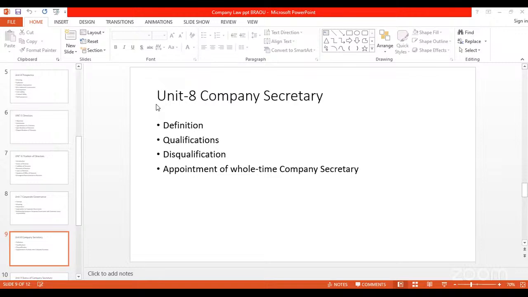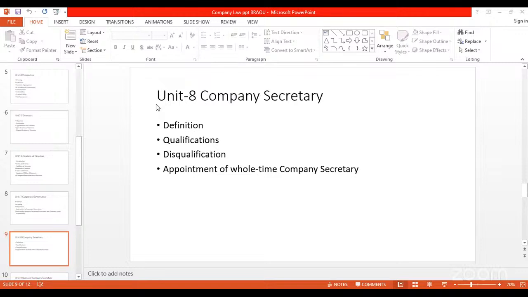Then we have discussed the appointment, qualification, and disqualification. Now, all in all, we can say that companies are managed by the board of directors, and its administration is taken care of by a person with professional qualification who is named as CS, that is company secretary. Also, the term CS is defined under the Companies Act 2013. It says, according to Section 2(1)(c) of the Company Secretaries Act 1980, a person who is a member of the Institute of Company Secretaries of India is known as CS.